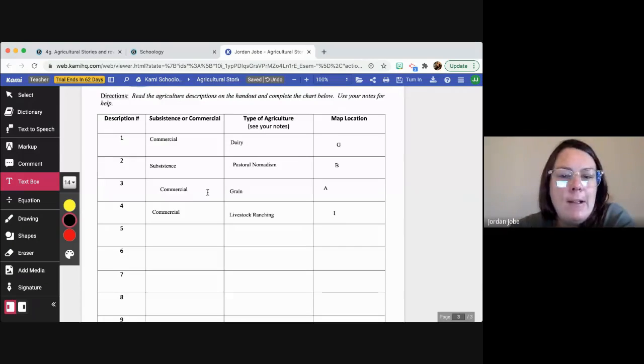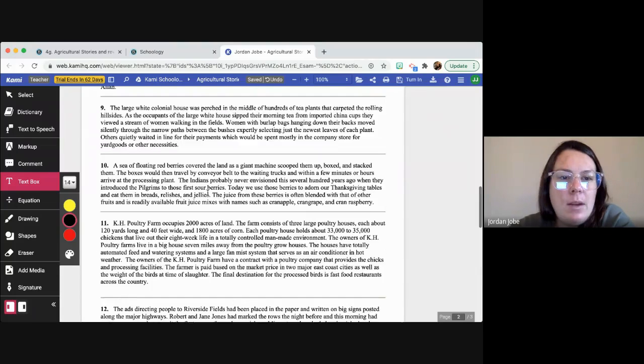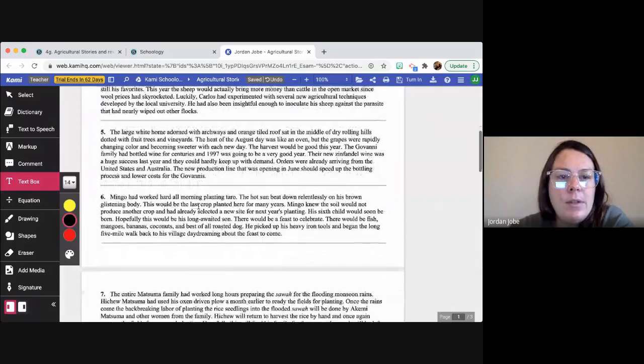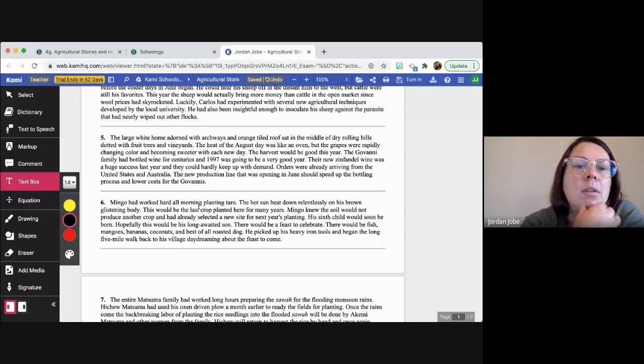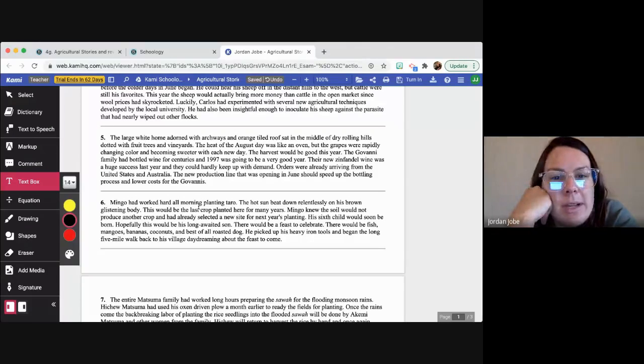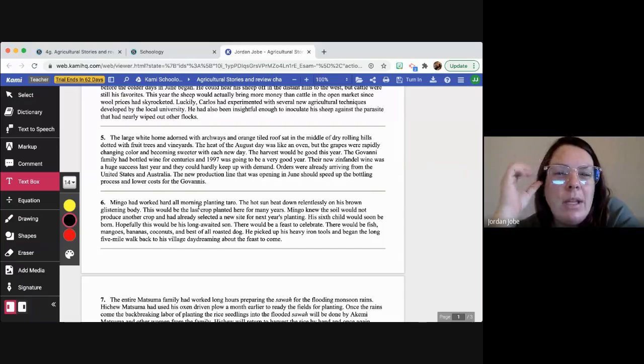Okay. Then we continue on with number 5. The large white house, or the large white home adorned with archways and orange tiled roof, sat in the middle of dry rolling hills dotted with fruit trees and vineyards. The heat of the August day was like an oven, but the grapes were rapidly changing color and becoming sweeter with each new day. The harvest would be good this year.